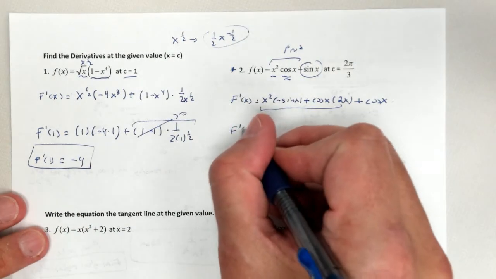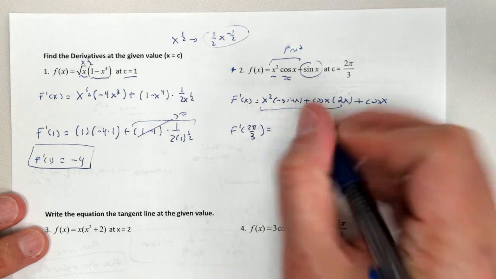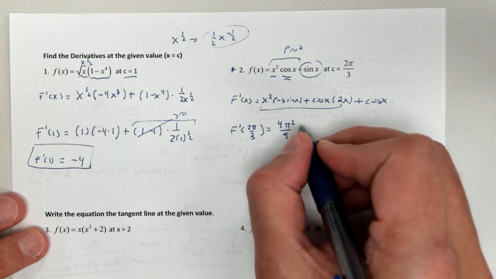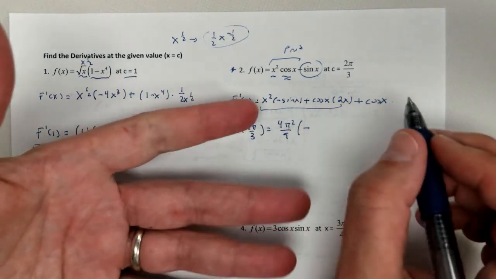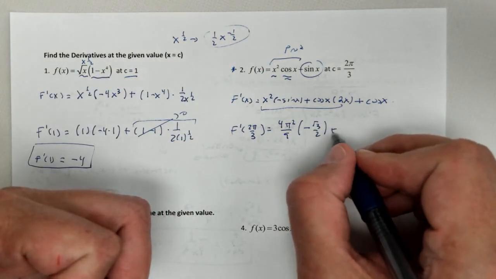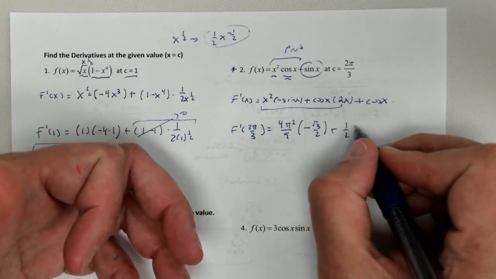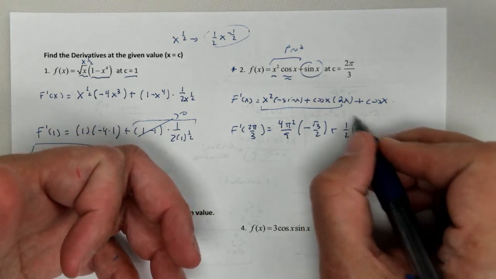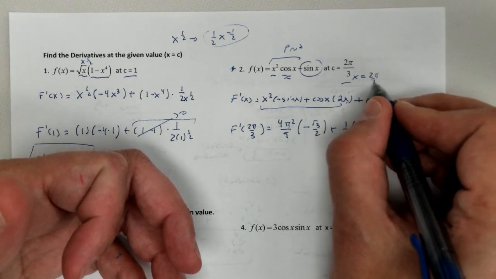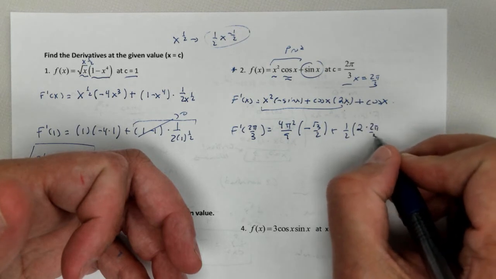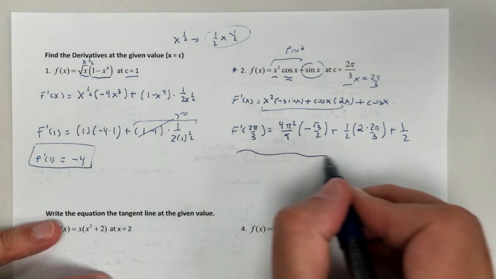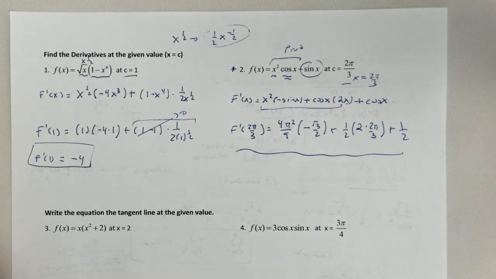Plugging in the 2 pi over 3, trigalicious. Squaring here, we get 4 pi squared over 9. Don't worry, it's ugly, but that's all right. Sine of 2 pi over 3, boom, there's pi over 3. Sine is root 3 over 2. Plus the cosine is just 1/2 times 2 times x, which is, this is my x value right there. X is 2 pi over 3. And then plus the cosine again, which is just 1/2. Yeah. There's your answer. Don't simplify that quagmire there.